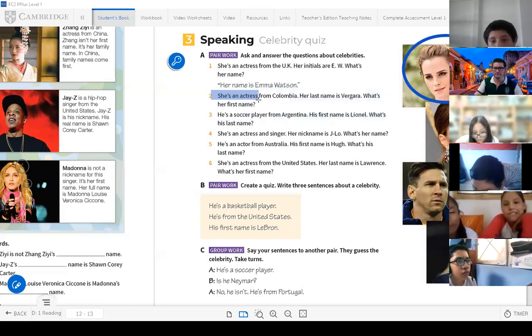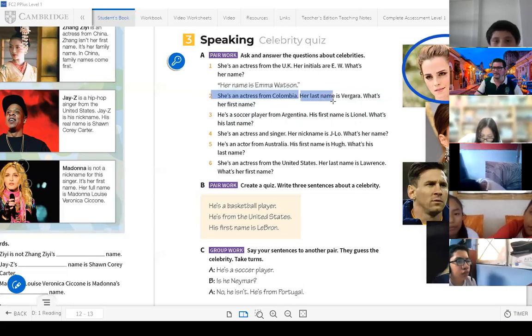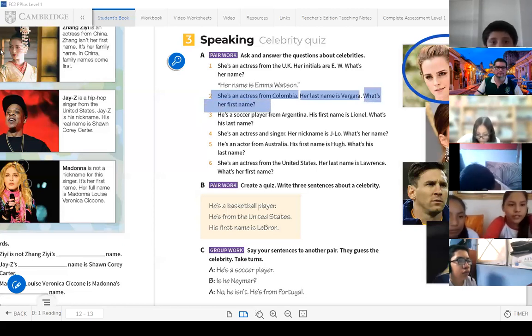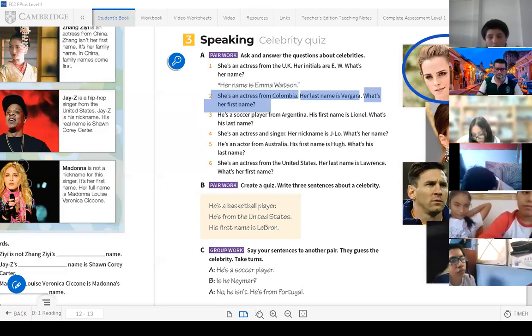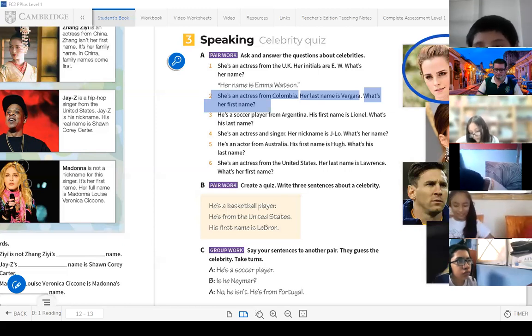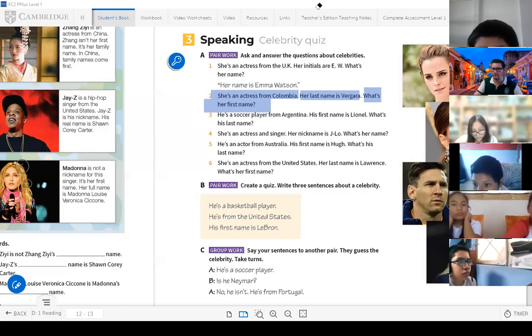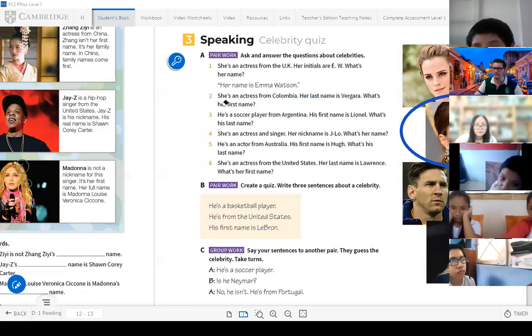She's an actress. From Colombia. Her last name is Vergara. What's her first name? Do you know what's her first name? Her first name is Sofia. She's the actress, right? She's Sofia Vergara, right? Do you know what movie? Do you know a movie about her?